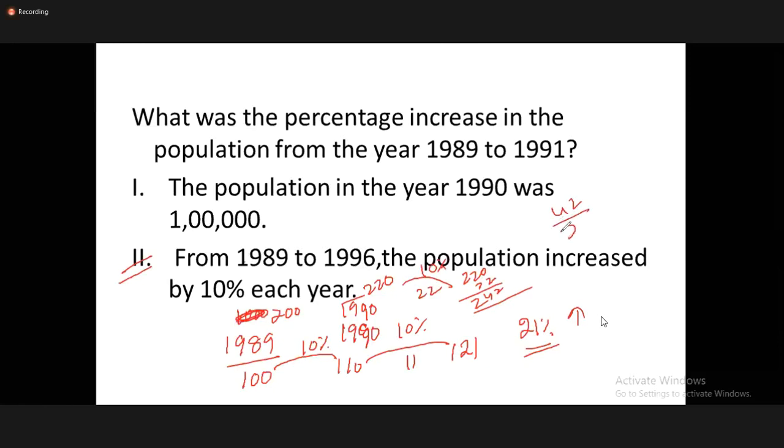So 42 is what percent of 200? 21%. Yes or no? 21%. So are you getting your percentage 21 in every case? Yes. When it is yes, you have to mark 2 only.